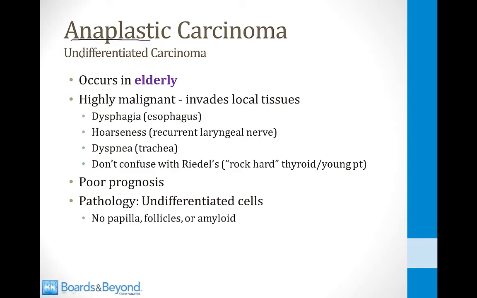It's also sometimes called undifferentiated carcinoma. This occurs in elderly patients. It is a highly malignant cancer. It often invades local tissue. And the way they are likely to ask you about this rare tumor on step 1 is to use it to test your knowledge of anatomy.